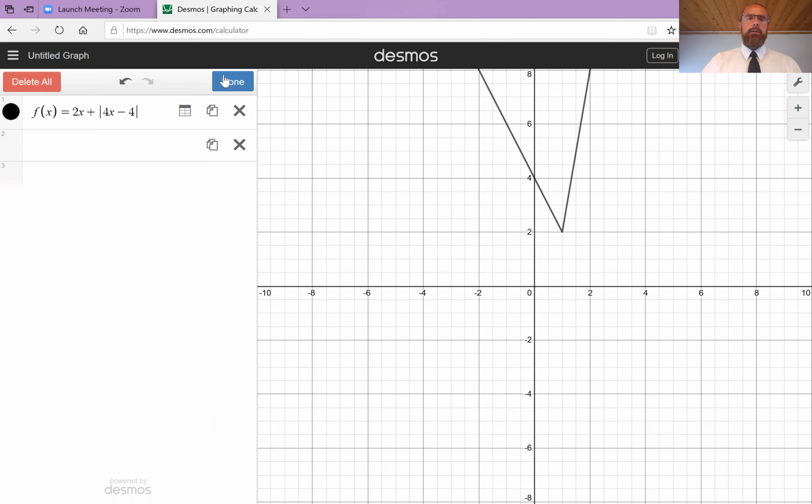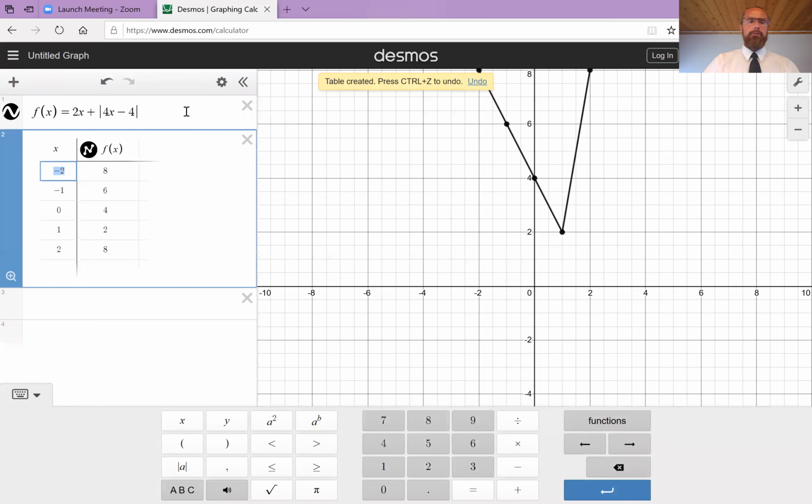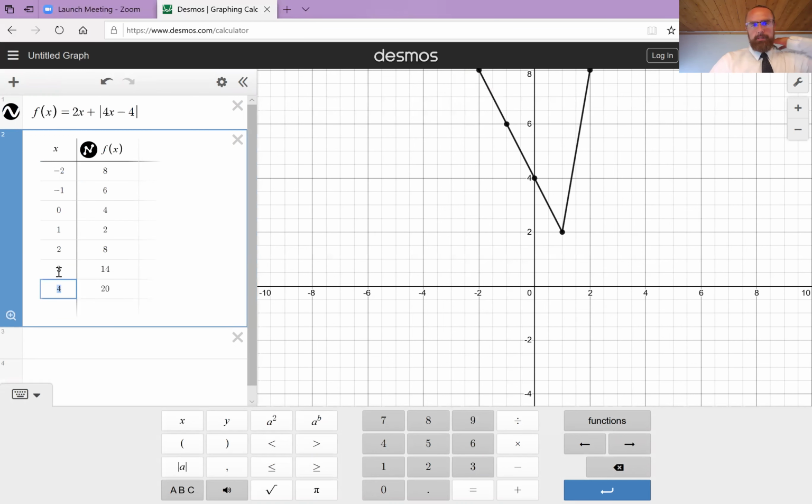And let's take a look at our table. So I'm going to select that cog and convert to table for this function. And we had selected the value of our limit. So we looked at 1. So I'm going to also supply a 3 there. And definitely these values support this idea of a V.